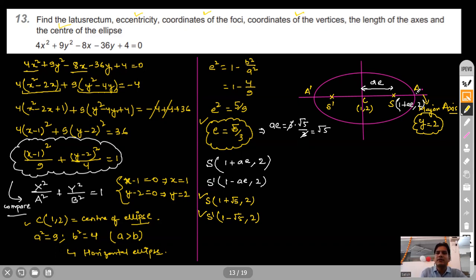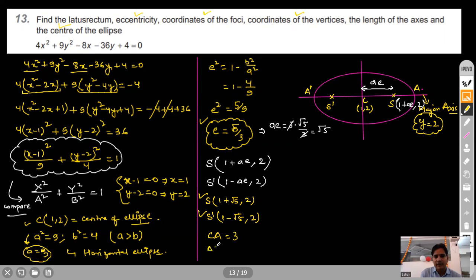So in this case, what will be the case? This distance, CA, if you observe, should be equal to a. Now, what is a here? CA will be equal to a, and we know the value of a as 3 from here. So the CA distance will be 3.